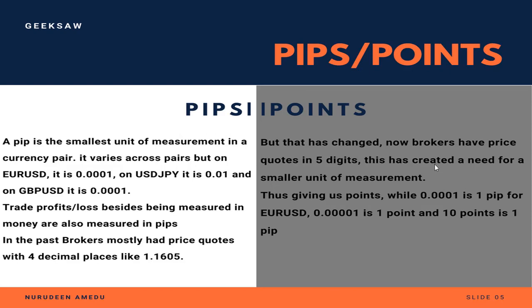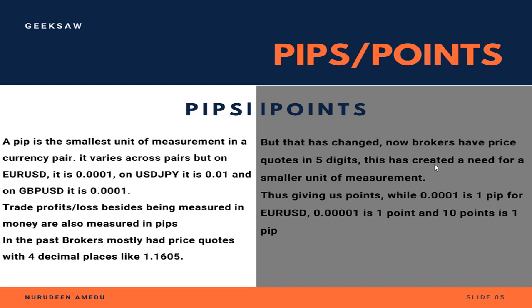Now, the concept of pips and points. A pip is the smallest unit of measurement when you're trading. When somebody wants to say they made profit, they usually say, oh, I made 10 pips profit, or I made 20 pips profit, or I made 50 pips profit. And the value of the pip varies on currency pairs. For Euro USD, a pip is 0.0001. For USD JPY, it is 0.01. And for GBP USD, it is the same as Euro USD.